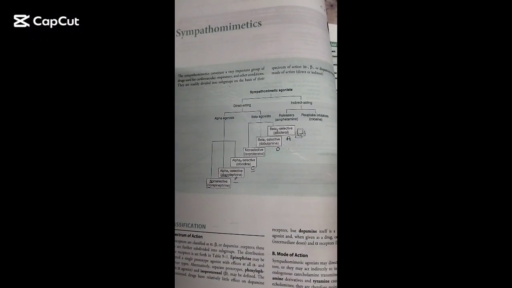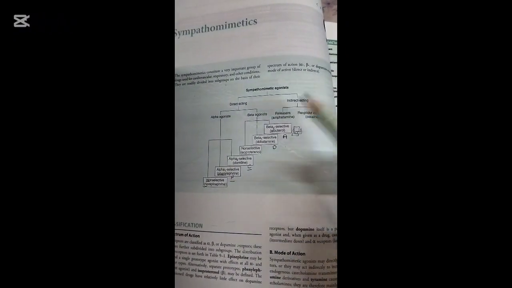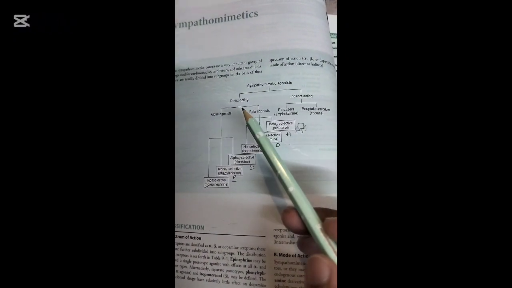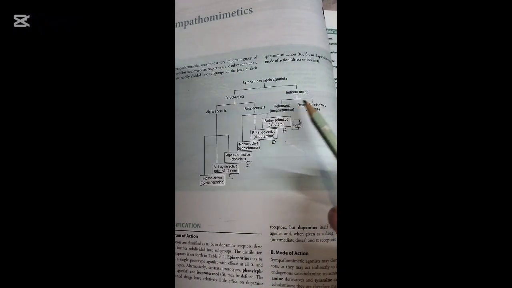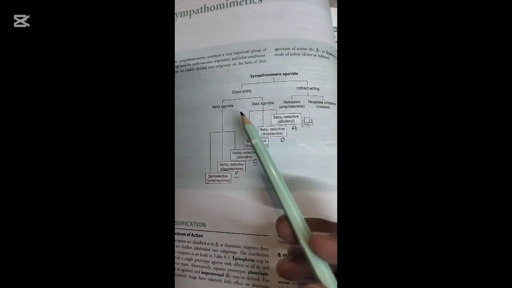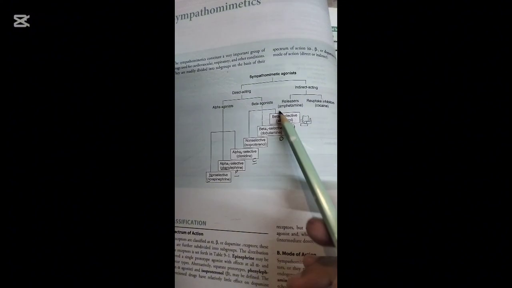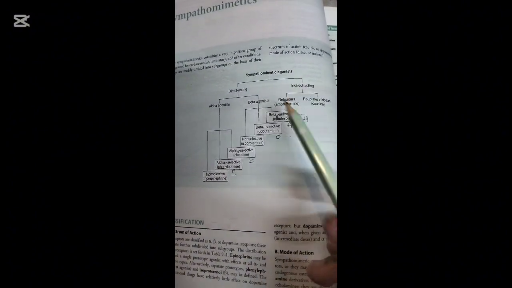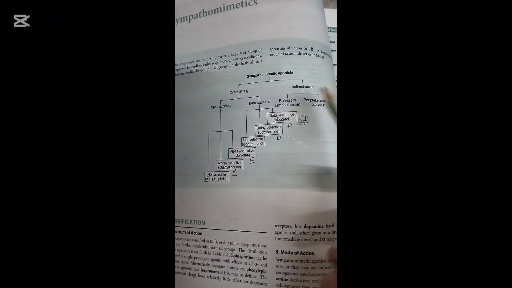Now let's talk about sympathomimetics. For the sympathomimetics, please remember that there are two groups. First of all, we're going to have direct acting ones, and then we have indirect acting ones. For the direct acting ones, just remember alpha agonists and beta agonists. For the indirect acting ones, just remember releasers and reuptake inhibitors.